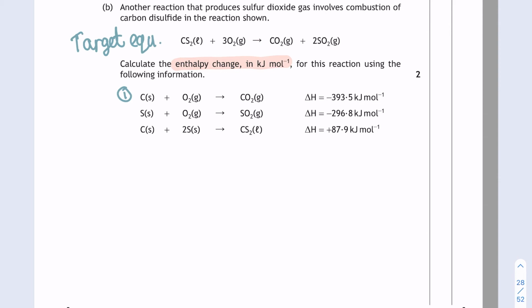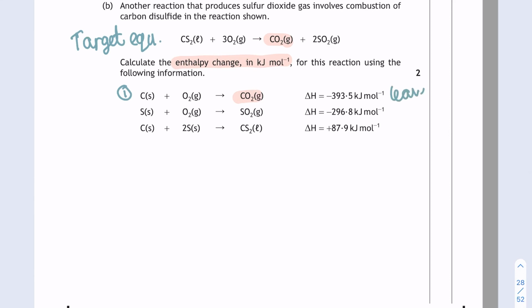Now let's have a look. Carbon dioxide is on the right hand side in the target equation. It's also on the right hand side of equation 1. So what that means is we just simply leave equation 1 alone. We don't need to do anything to it. If we have a look at equation 2, we can see that we have no S in our equation. We've got an oxygen and we've also got an SO2. If you have a look at the target equation, we've got 2 SO2s. So what that means is we need to times that equation by 2.